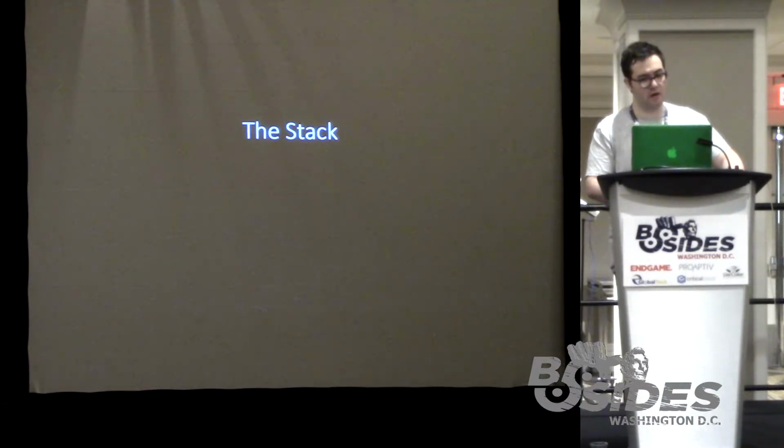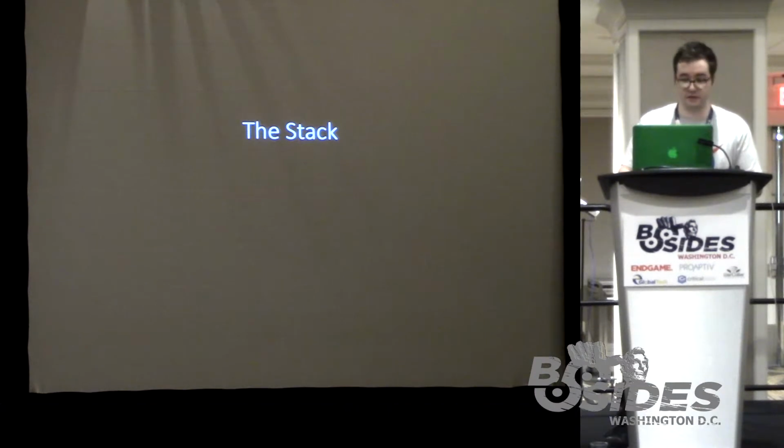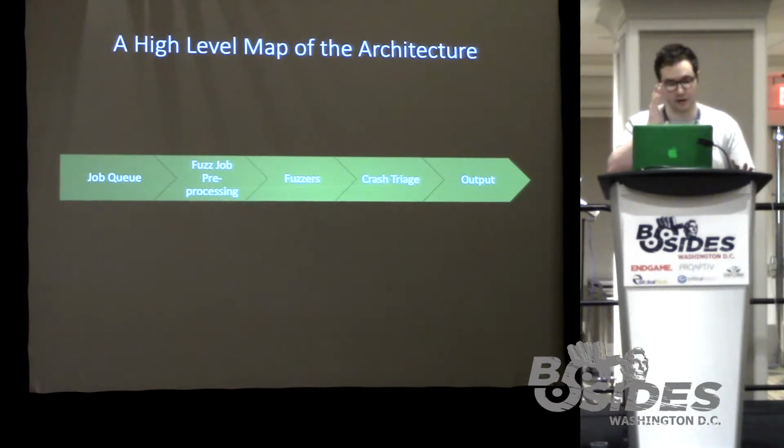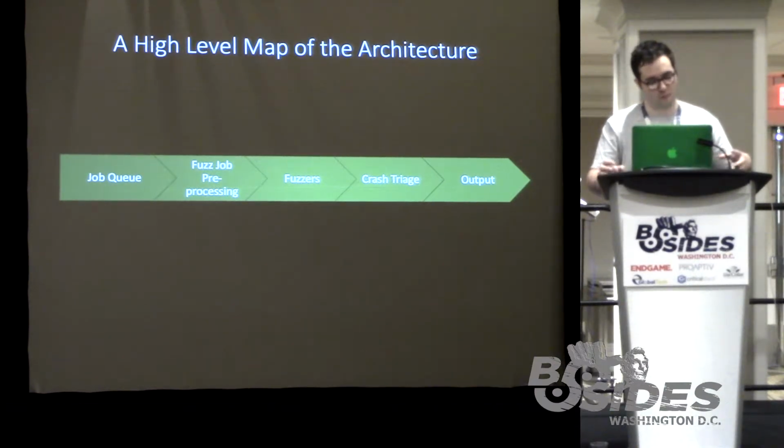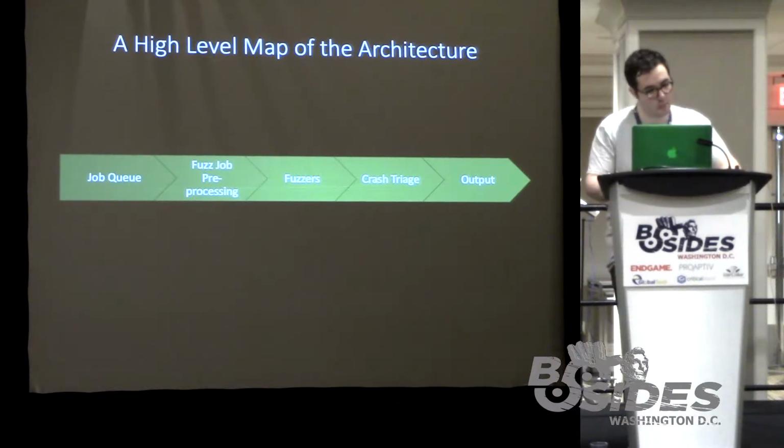So let's talk about our tech stack for this, what this is made out of. Here's a high-level map of our architecture. We have a job queue, fuzz job pre-processing, where we're going to set up processing prior to things being run by the fuzzer. We're going to run our fuzzers. We're going to do some crash triage, and we're going to sort over our output.